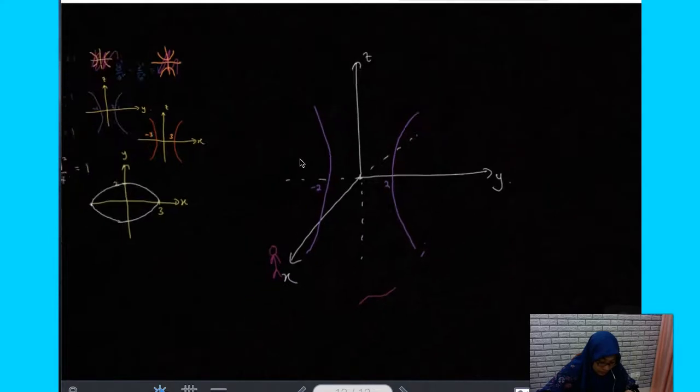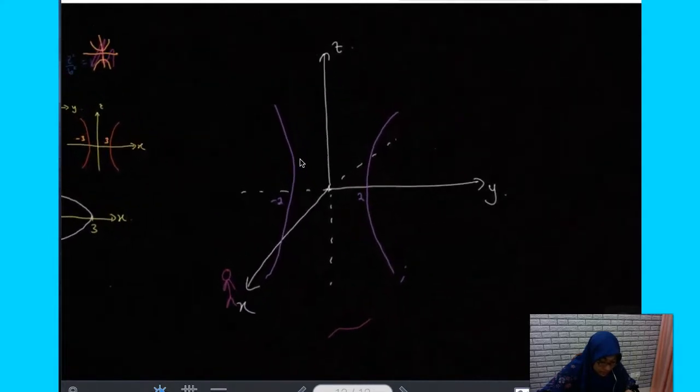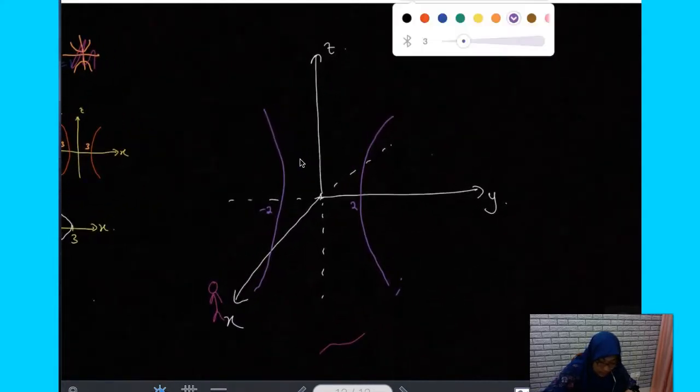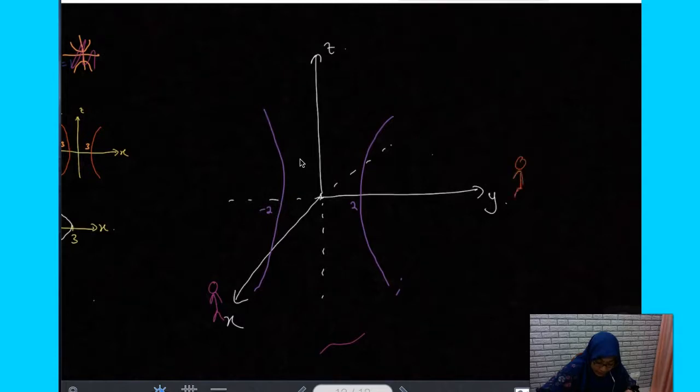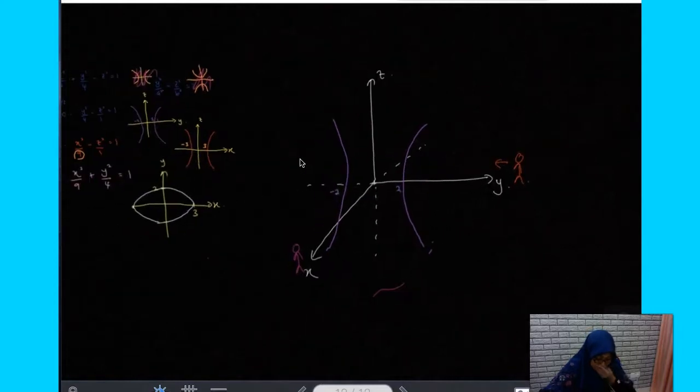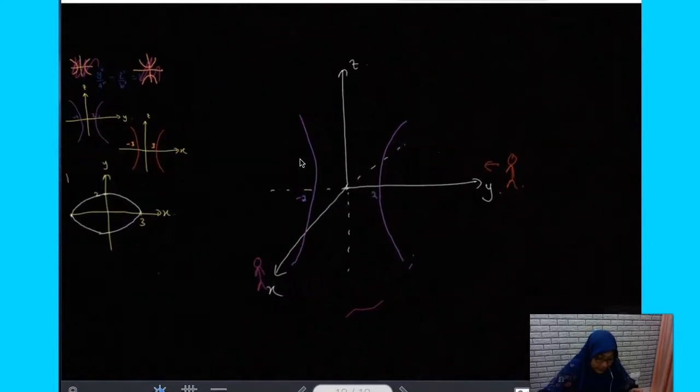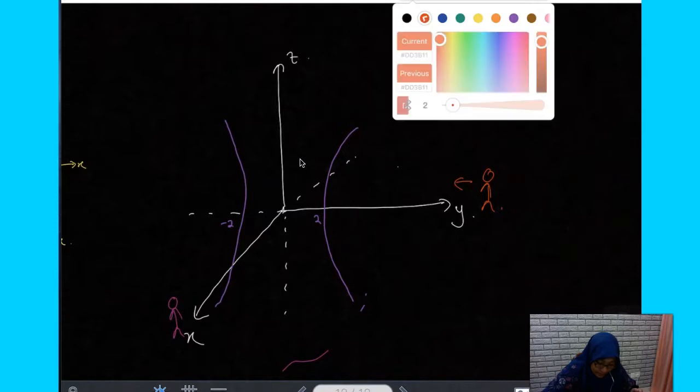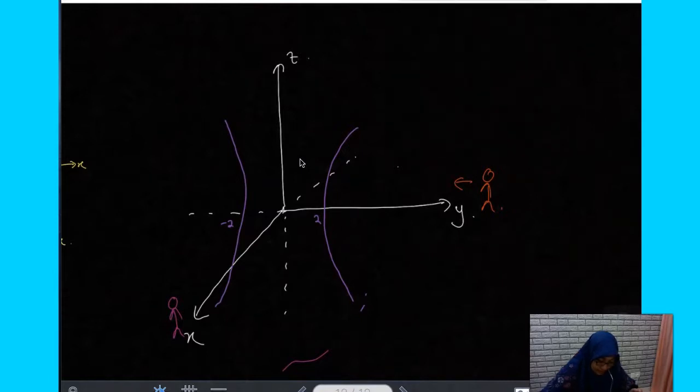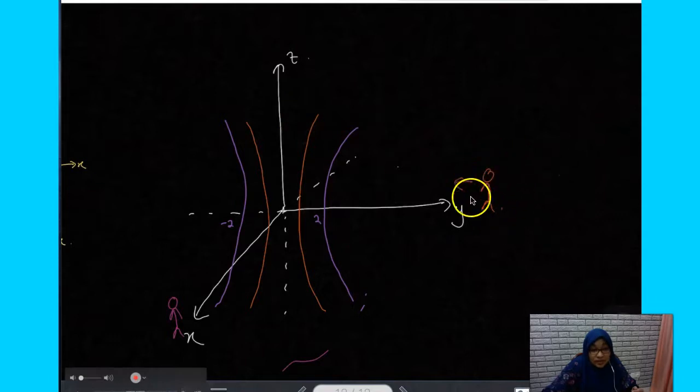Okay, now we move to the second trace on the x plane, which means that you are standing over here. And you look at over there. Okay, so you can see another hyperbola, the red one. So that is for x positive hyperbola, and this for x negative hyperbola. Again, it looks compressed because we are looking from this side.